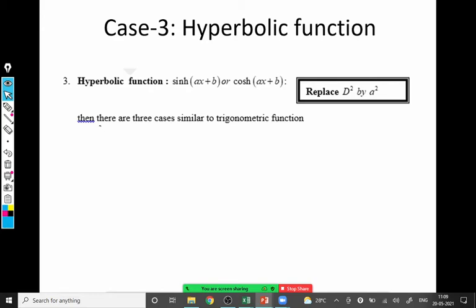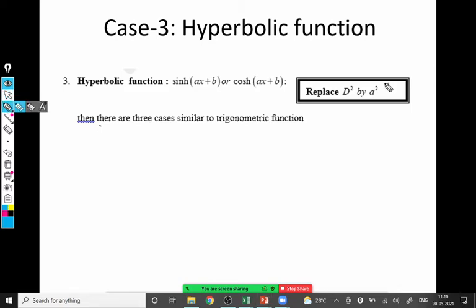So we are moving here to case 3, hyperbolic function. Case number 1 we completed as exponential function, where we replace d by a. Case 2, a trigonometric function, where we replace d square by minus a square. And now case 3, in a hyperbolic function, we should replace d square by plus a square to get a particular integral, that is a pi.